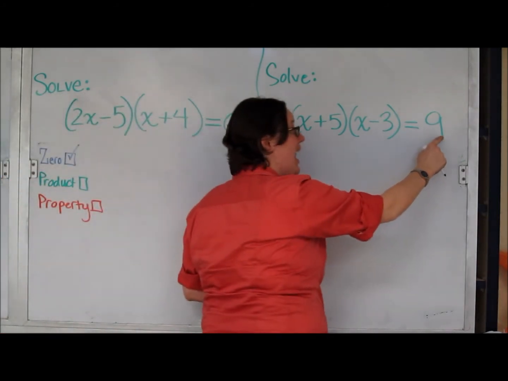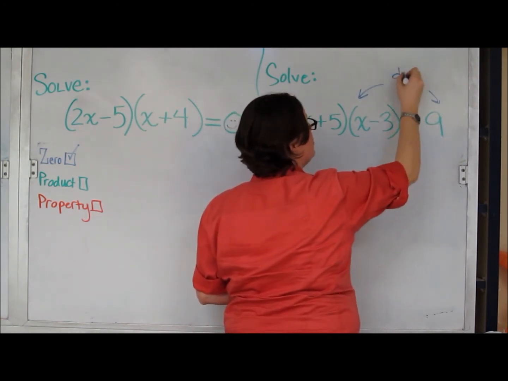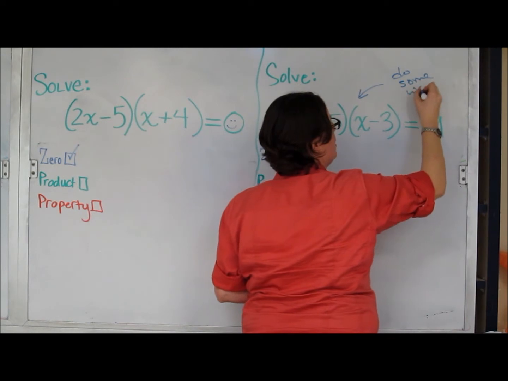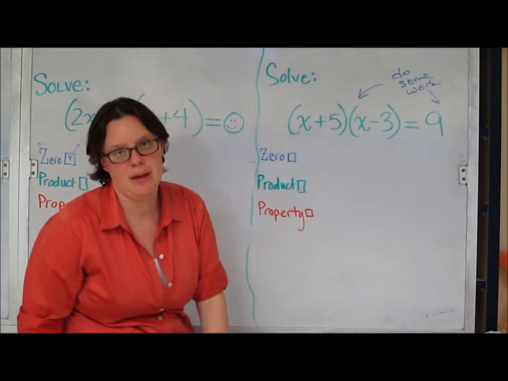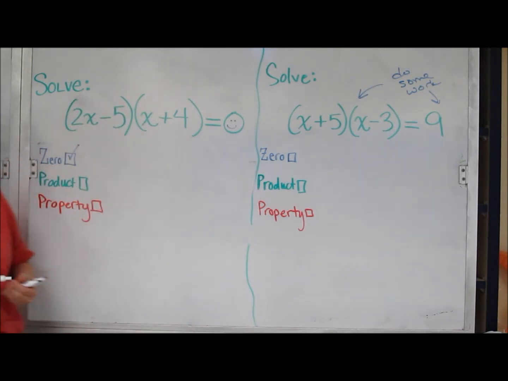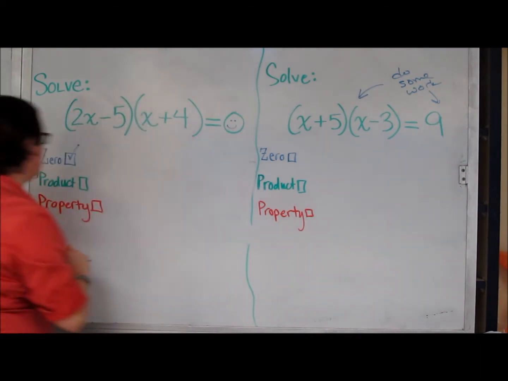This equation is not equal to 0. That means that this is an equation where I'm going to need to do some work. More math is involved when you're not equal to 0 yet. Anyway, back to the easy equation. Step 1 was to make sure the equation was equal to 0. That got taken care of.